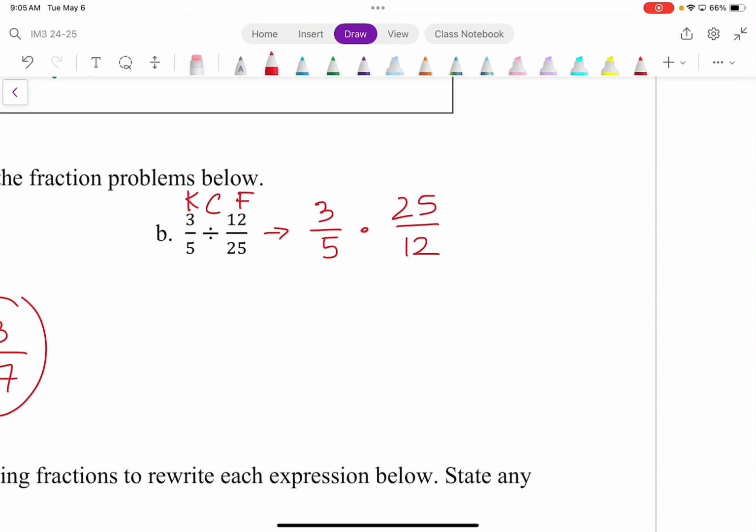Now let's take the approach that I showed you in the last problem. Can I split 3 up? No, I would get 3 and 1. Can I split 5 up? No, I would get 5 and 1. But can I split 25 up? Yes. 2 numbers that multiply to 25 are what? 5 and 5. Two numbers that multiply to 12 are 6 and 2, but if I have a 6 and a 2, I can't cancel a 6 and a 2 out with a 3. So let's do 3 and 4 instead.